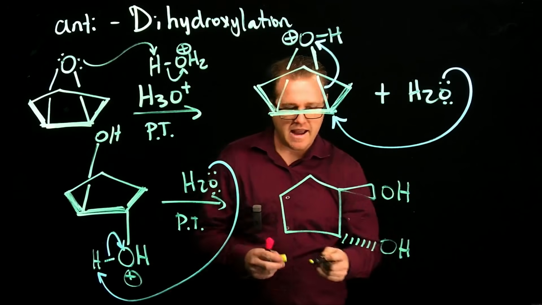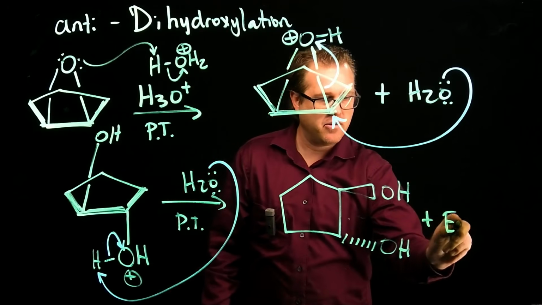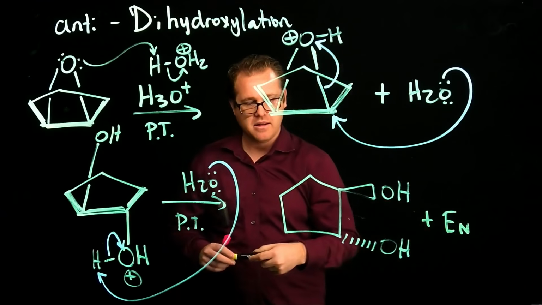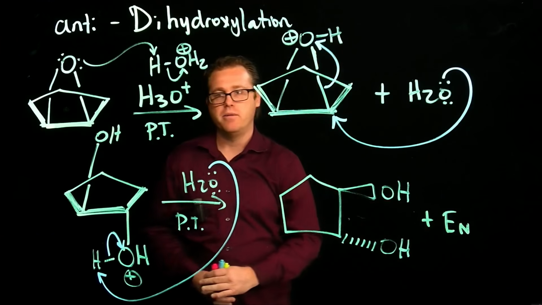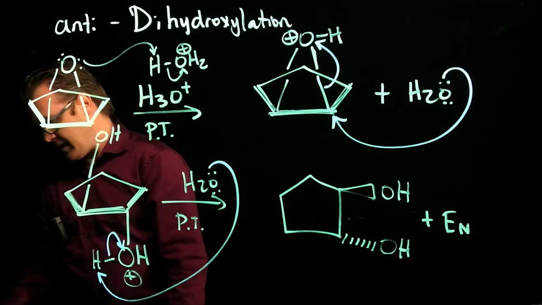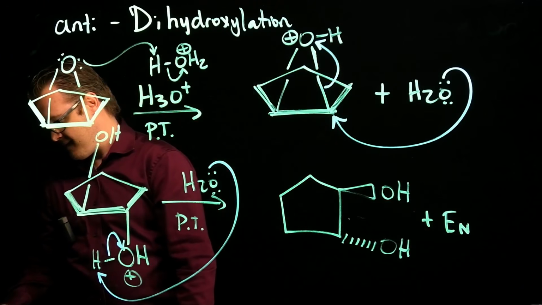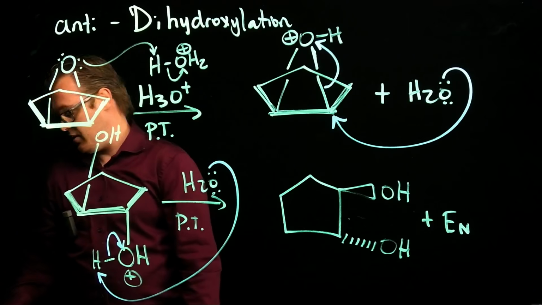You can see that they are anti, and we would then also say, hey, we have the enantiomer that we would have to account for as well. Okay, isn't that cool? So that's how you do it.